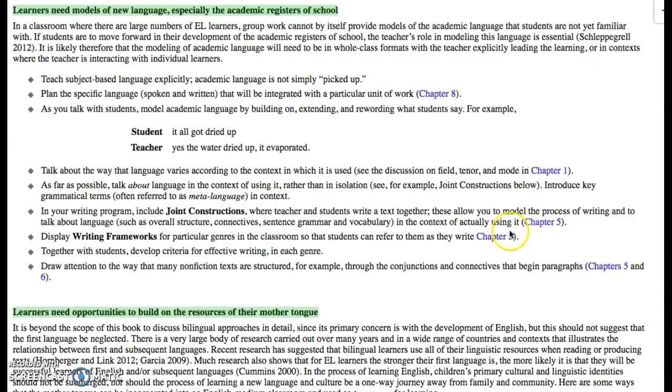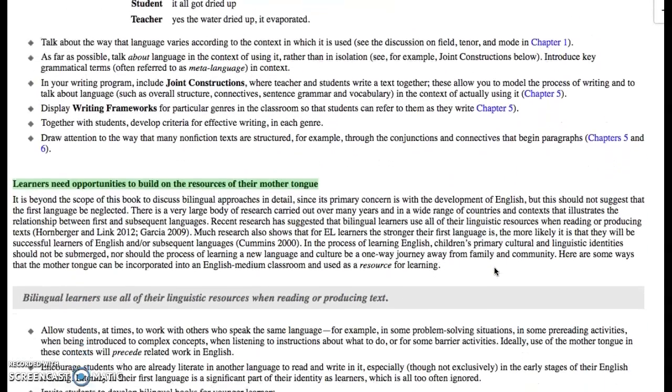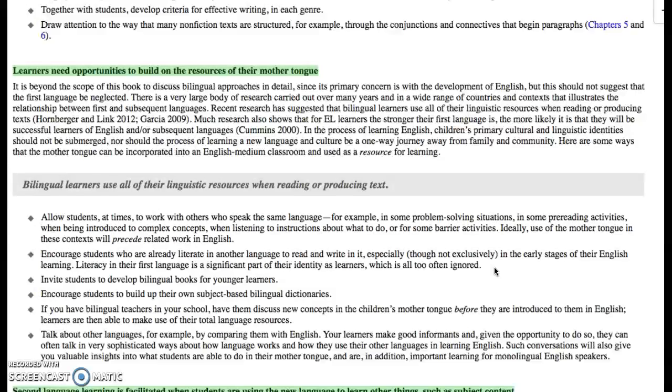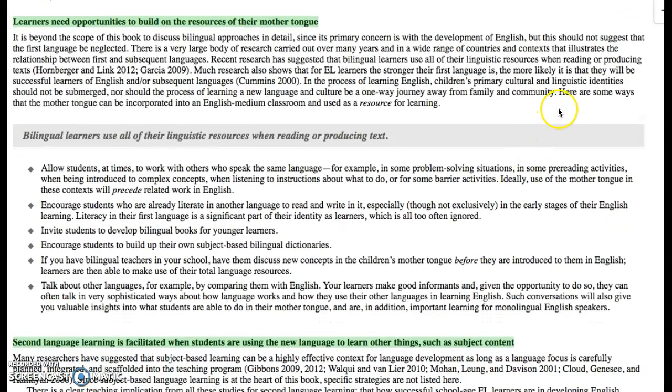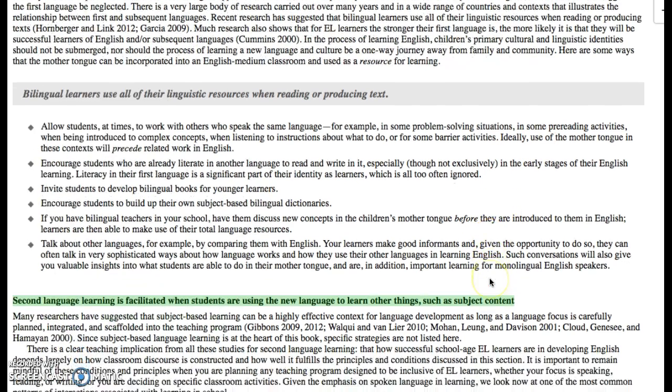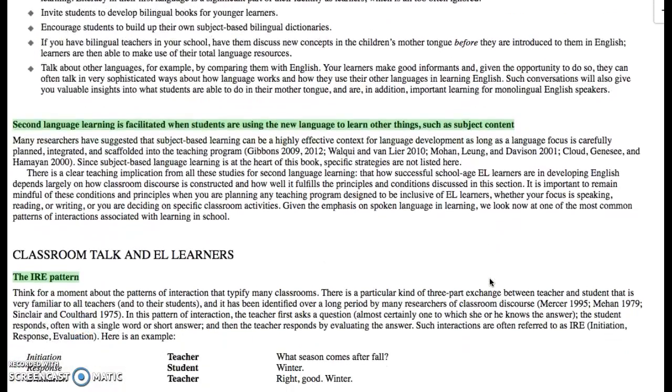Moreover, learners need opportunities to build on the resources of their mother tongue. Their first language shouldn't be completely excluded from the curriculum. Any chance we get, we should try to incorporate both their mother tongue as well as English, in order to also emphasize the importance of bilingualism.